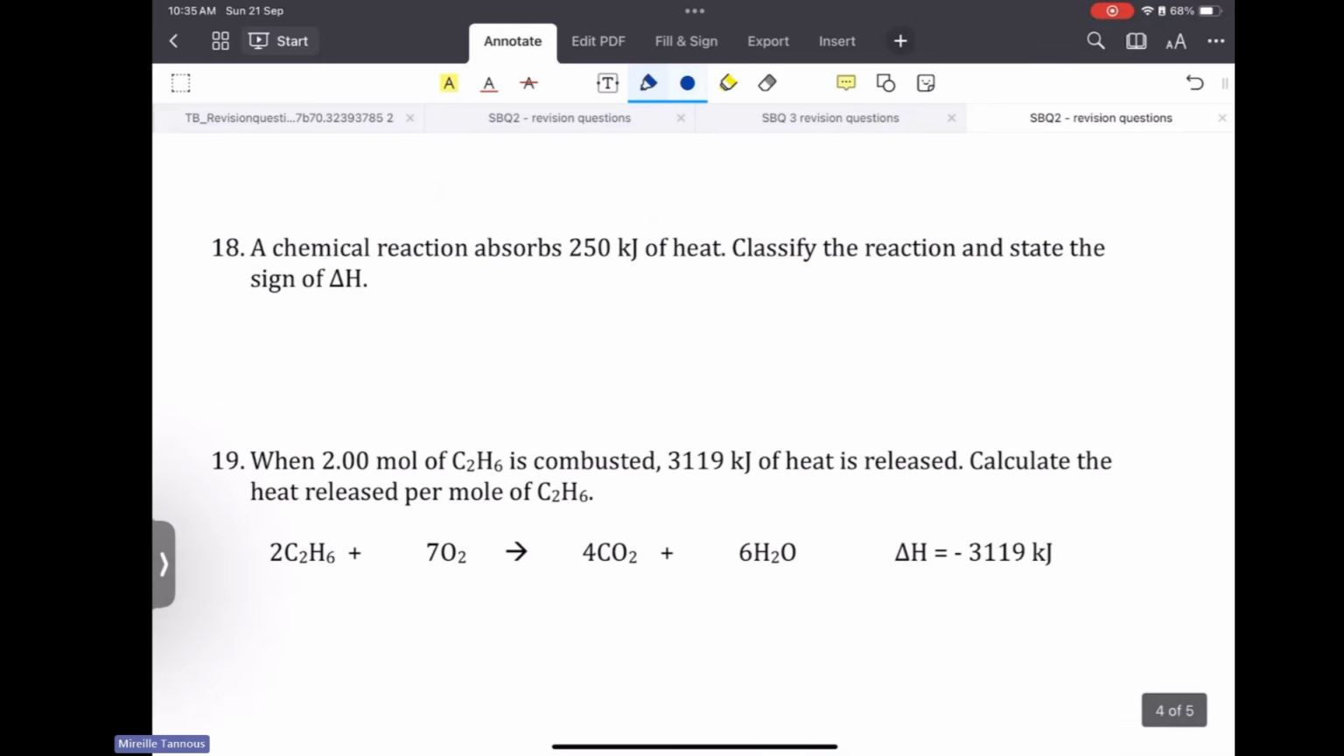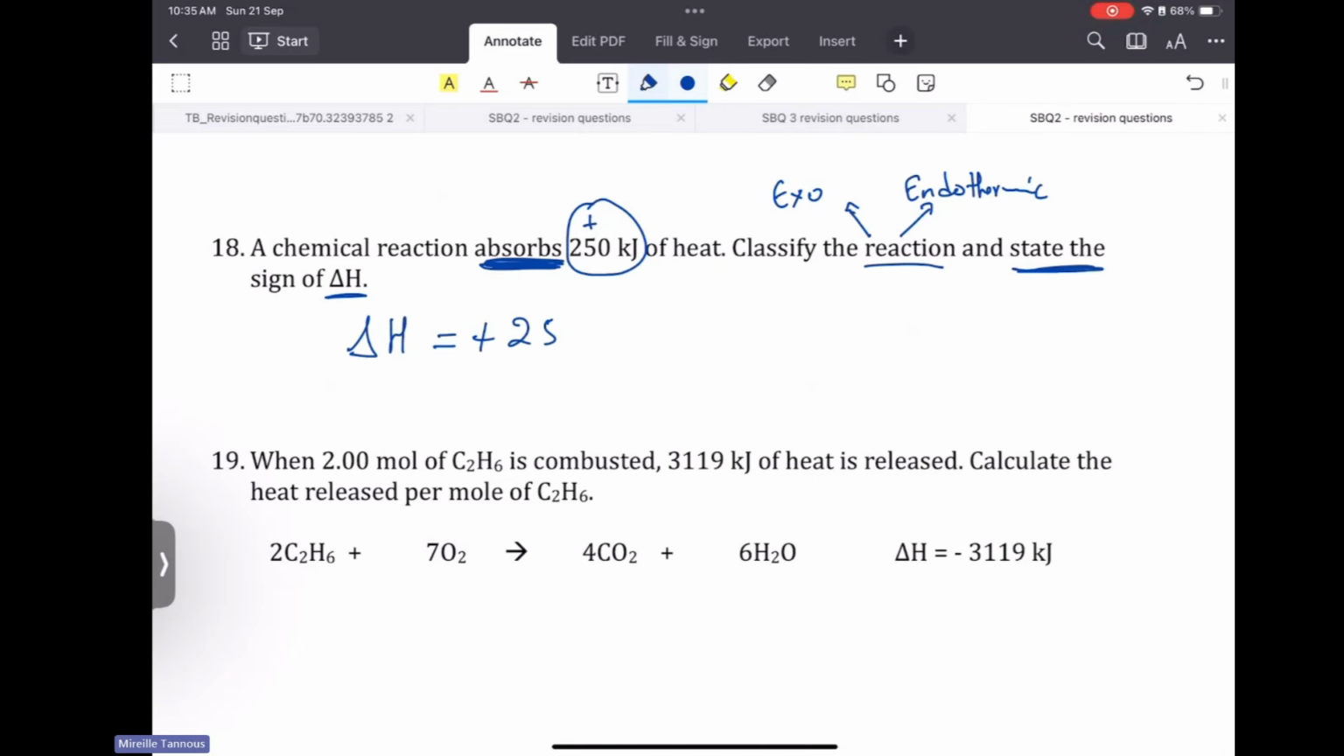We continue. A chemical reaction absorbs heat. When they say absorb, it means that this is positive. Now classify the reaction. Classify it means explain whether it is exothermic or endothermic, and state the sign of delta H. Stating the sign of delta H, we already know it because they said absorbs heat. Now, since the delta H is positive, then this reaction is an endothermic reaction.